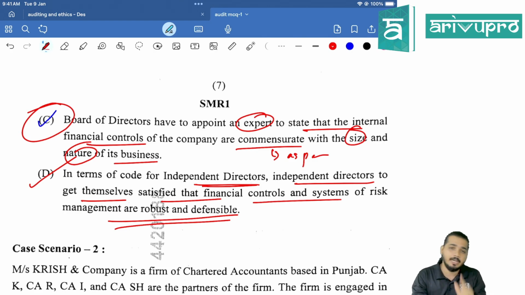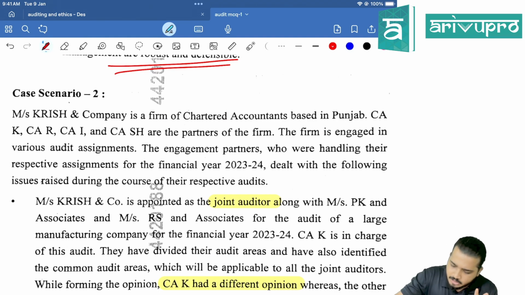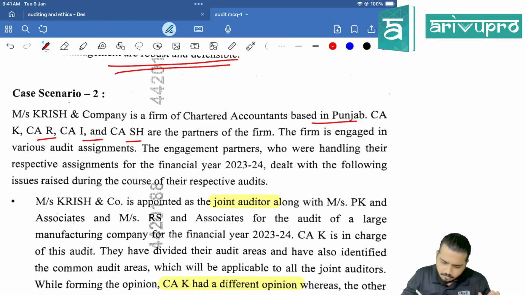So, according to me, it is point number C. Okay. Case scenario number 2. Mrs. Christian Company is a firm of chartered accountants based in Punjab. CAKRISH, basically Christian. That is what they have done.